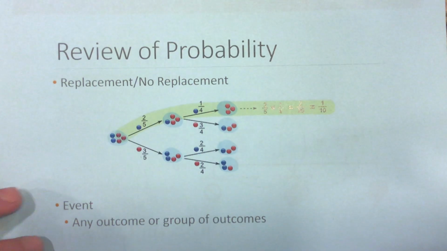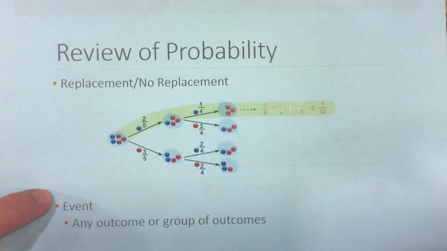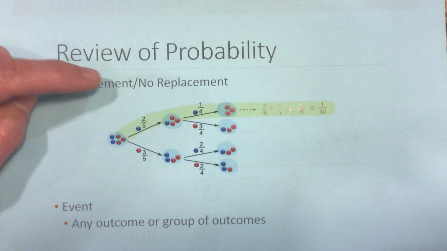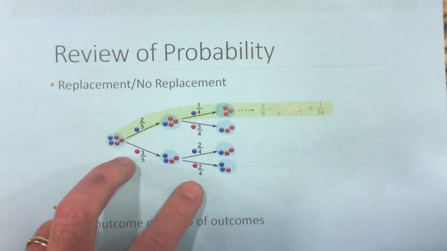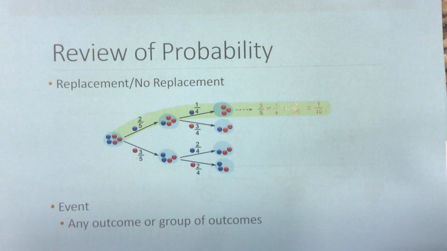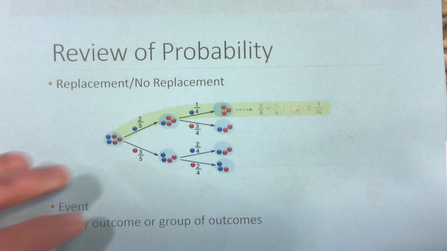Okay, a little bit of vocabulary. I've already used this word quite a bit: an event. That can be, oh, the event is drawing a blue marble. That could be an event. Or it could be a group of outcomes. I could say, what's the probability of the event that I draw 2 red marbles? So it could be a single outcome, or it could be a group of outcomes.